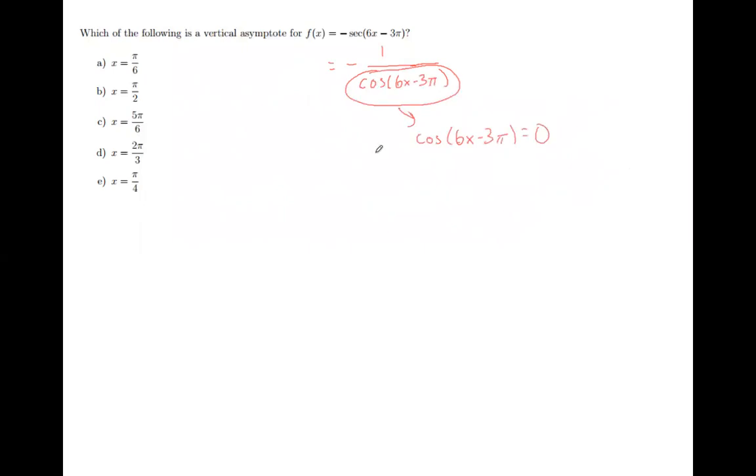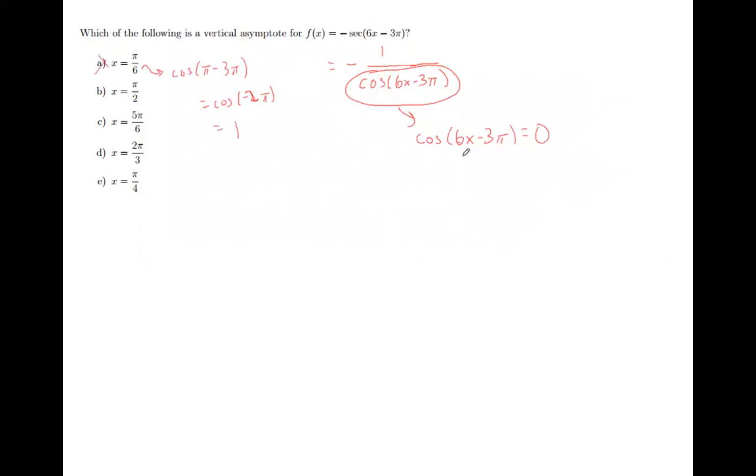At this point you could just plug all your answer choices in and see which one makes the cosine equal to 0. For example, if we plugged in x equals pi over 6, we'd have cosine of pi minus 3 pi, which is cosine of negative 2 pi, which is 1, because it is coterminal with 0. So that one's not a correct answer.